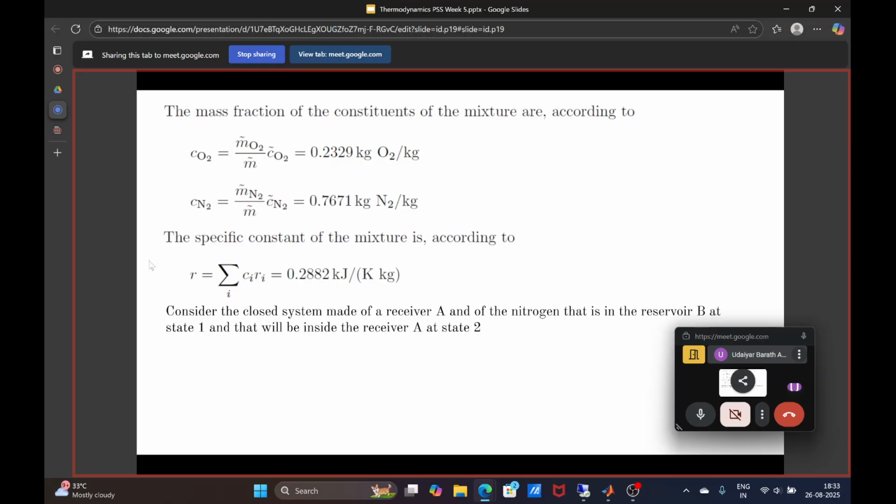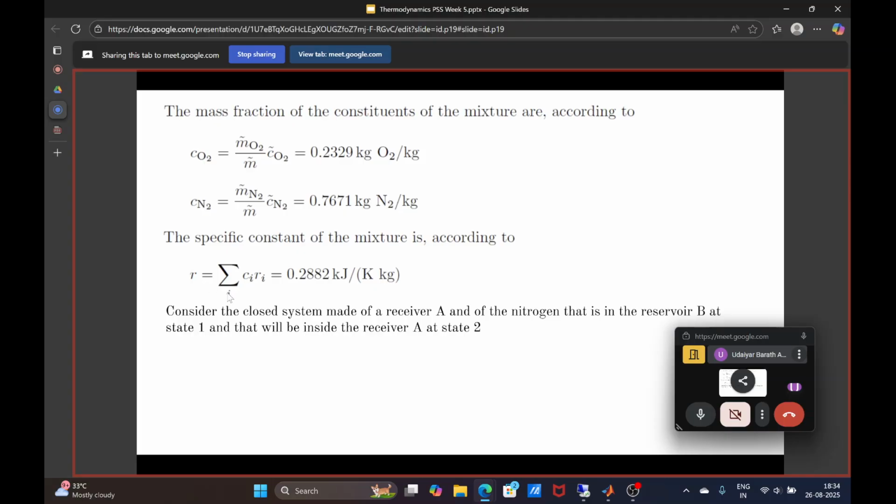So next is finding the specific constants for the mixture. Starting with the gas constant: the gas constant is the summation of your mass fraction times the individual gas constant of each species. So 0.2329 into R of CO2 and 0.7671 into R of nitrogen. So it will give you 0.2882 kilojoule per kg Kelvin. So that is the gas constant of the mixture.